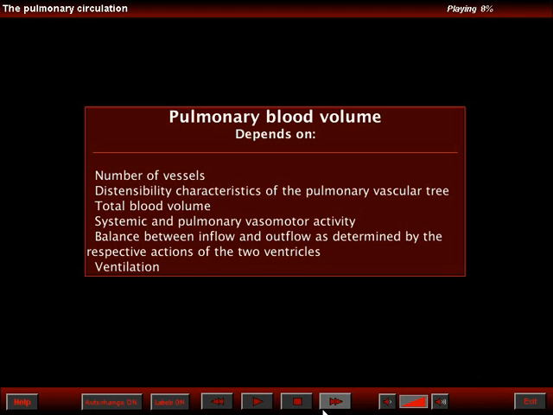The pulmonary blood volume depends on the number of vessels, the distensibility characteristics of the pulmonary vascular tree, the total blood volume, systemic and pulmonary vasomotor activity, and the balance between inflow and outflow tracts as determined by the respective actions of the two ventricles and by ventilation.